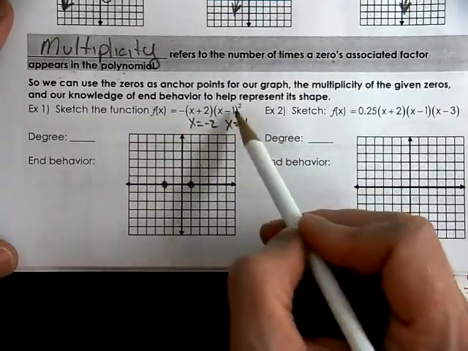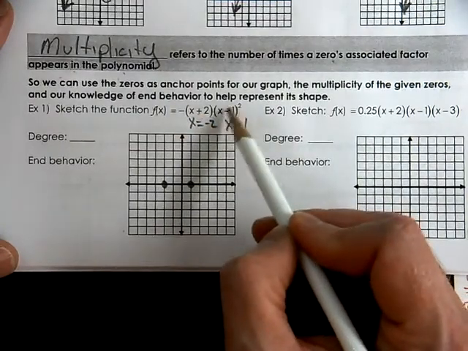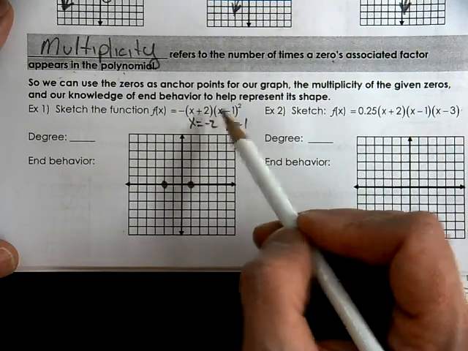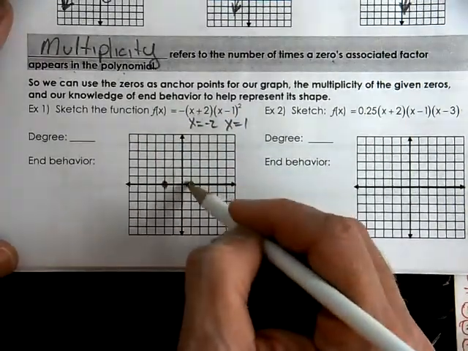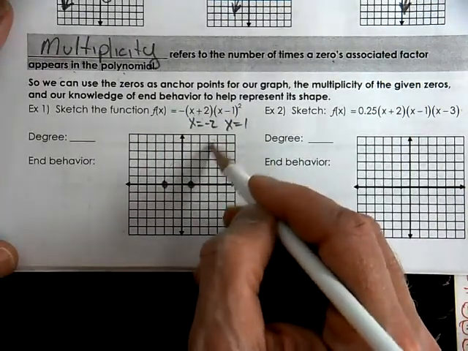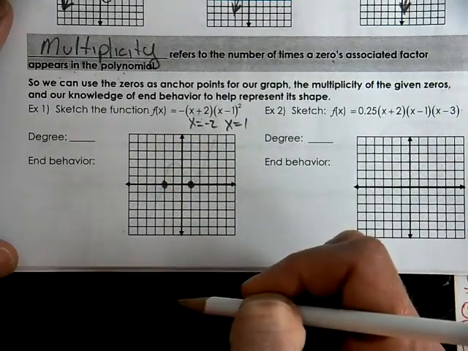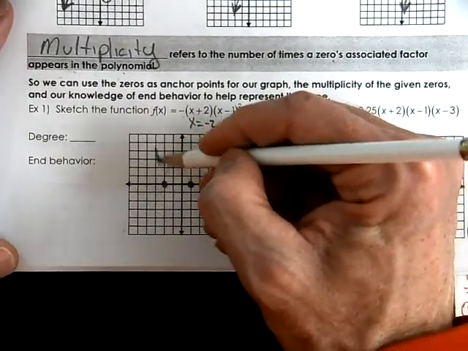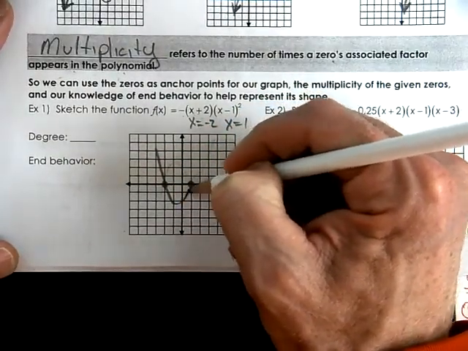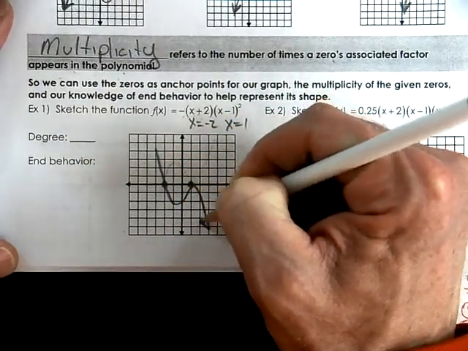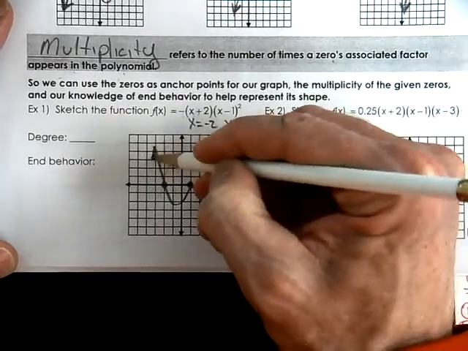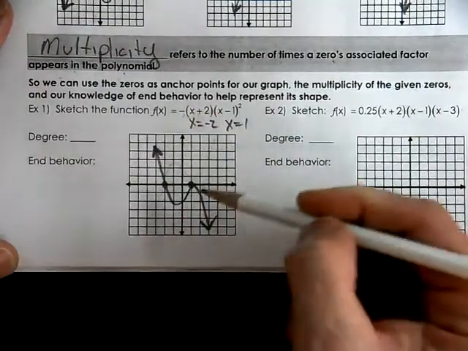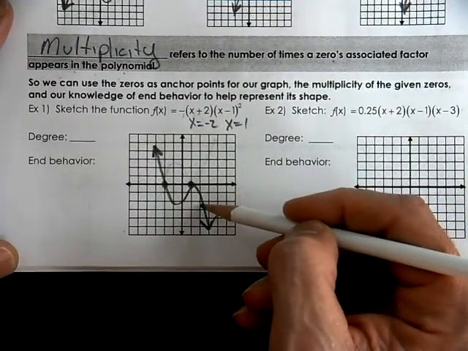Now, typically, a cubic equation, this would be squared, this would be to the first power, so that's a total of 3. It would come up, bounce, and go back through. That's what it would typically do. But because we have an extra negative, we will be dropping down, bouncing, and coming through. That's because the negative is going to make it reflect over the x-axis.